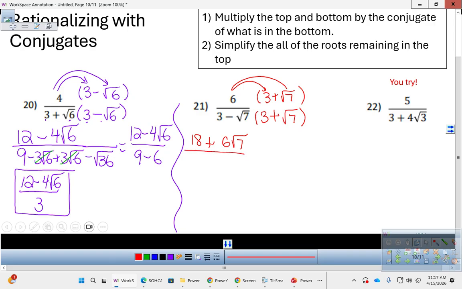So it's 3 times 3. 3 times positive root 7, we'll call that plus 3 root 7. Negative root 7 times 3, so we'll call that minus 3 root 7. Negative root 7 times positive root 7 is a minus. Negative times positive is negative. And 7 times 7 is going to be a root 49.